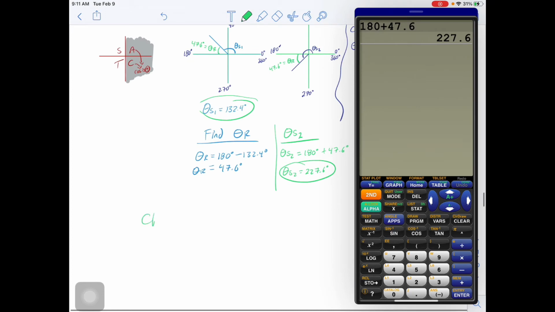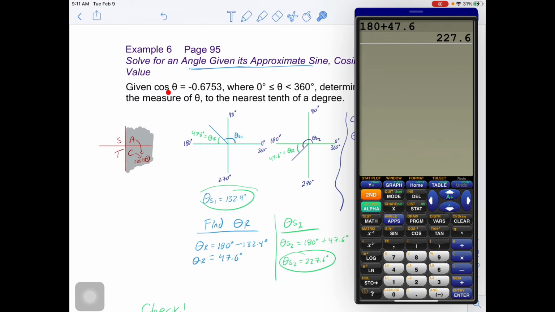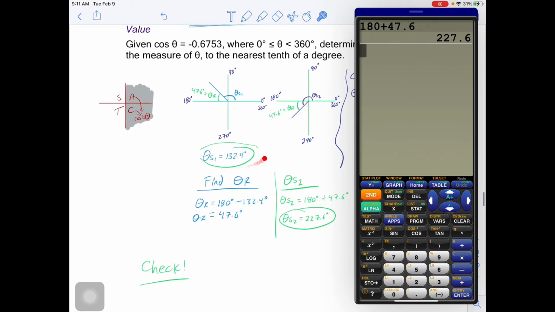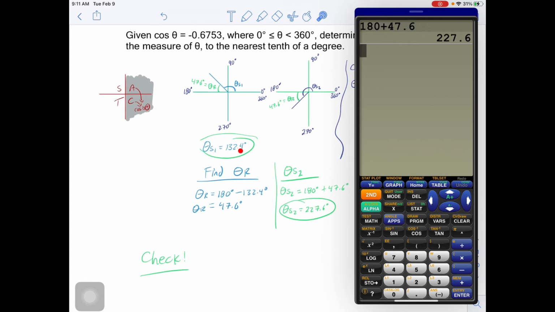Now let's check my answer here. It's useful to check. So if I plug in cos angle, plug in these standard angles for my angle, I should get this, or roughly about it. Remember, we did round this, so maybe it'd be a decimal off. So cos 132.4. We can see here negative 0.6753, negative 0.6743. So we're only a decimal off there. And again, why is that? That's because we rounded. Okay.